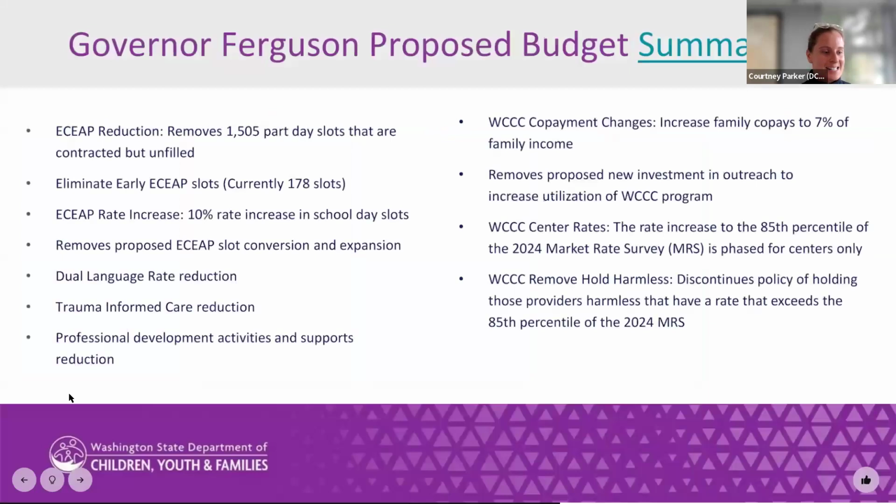All right, now this has a lot of text on it, but I will move through it as concisely and as quickly as I can. This is just a summary of Governor Ferguson's proposed budget. The first piece is an ECAP reduction, which removes 1,505 part day slots that are contracted but unfilled. That differs from the Inslee budget, which removed 845 unfilled part day slots. It also eliminates early ECAP slots, which was not in the Inslee budget.